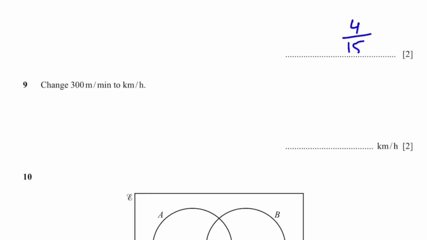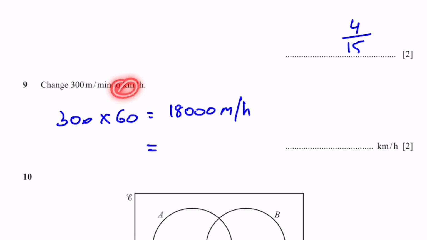Question 9. Change 300 meters per minute to kilometers per hour. 1 hour is equal to 60 minutes. That means if you multiply this 300 into 60, you will get meters per hour. So that will be 18,000 meters per hour. And now we can divide by 1,000 because 1 kilometer is equal to 1,000 meters. So when you divide by 1,000, it's 18 kilometers an hour. That's the answer.